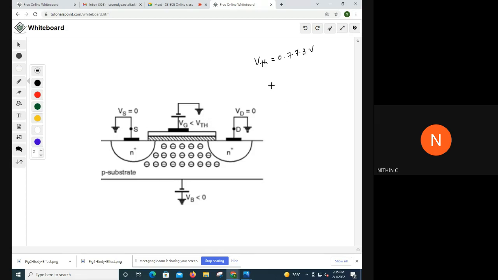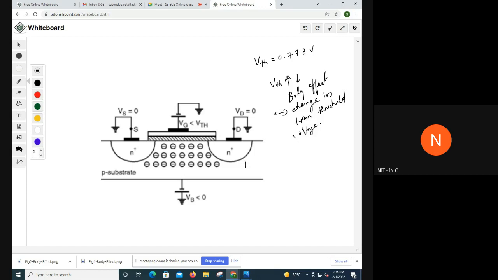Because of the body effect, the VTH value will increase, or you can say the VTH value will increase or decrease depending upon the VB value. So you write the statement as: body effect refers to the change in the transistor threshold voltage. The change in the transistor threshold voltage can be either an increase or a decrease. Change in the transistor threshold voltage, that is VTH.